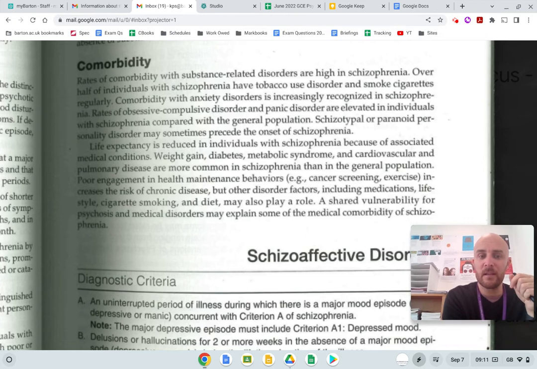Life expectancy. So again, look, there's a lot of stuff here. But also, what's useful to know is the physical comorbidities, not the mental ones, like OCD, depression. Depression comes up a lot in schizophrenia, by the way. But if we have a look, life expectancy is reduced in individuals with schizophrenia because of the associated medical conditions. Weight gain, diabetes, metabolic syndrome, cardiovascular, and pulmonary disease are more common in schizophrenia because what's one of the first things that goes if you have schizophrenia? The ability to look after yourself.